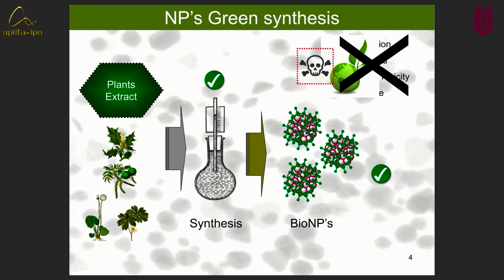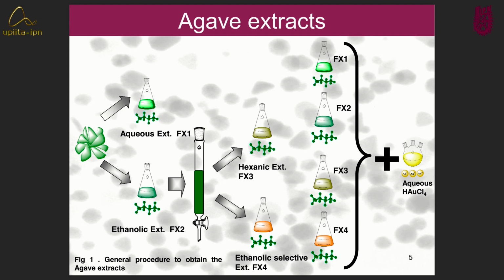Well, as I have presented in previous seminars, the main thing that we are using in this project are plant extracts. With these extracts, we try to make a green synthesis in order to obtain the bio-nanoparticles. Agave is the main important thing in this work. We use the agave leaves in order to produce 4 different extracts. We call them FX1, FX2, FX3, and FX4. Each of these extracts is different because we use different solvents to obtain each one of them.